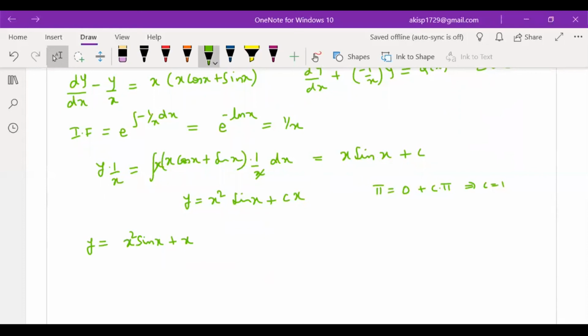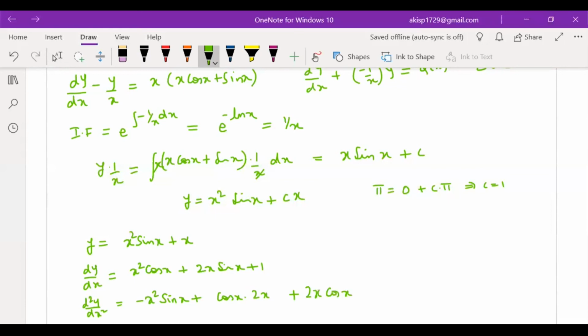So I'll differentiate this. So I want the derivative of this. So what is dy by dx? So dy by dx here is x square into derivative of sin x is cos x, plus 2x, derivative of x square, into sin x as it is, plus 1. This is the derivative. And we also want the second derivative, that is d square y by dx square. So that is going to be x square into derivative of cos x is minus sin x, plus cos x into derivative of x square is 2x, plus derivative of 2x sin x. That means I'm going to have 2x into derivative of sin x, so that is 2x into cos x, plus 2 sin x into derivative of x, 1. So this is what we have.